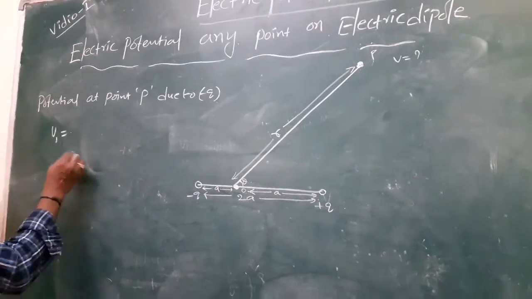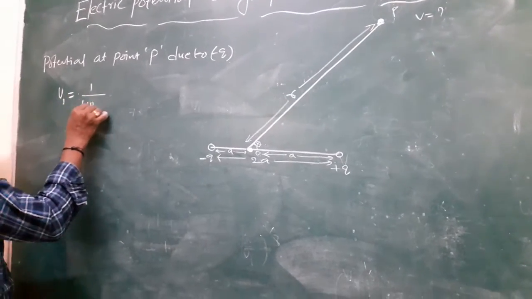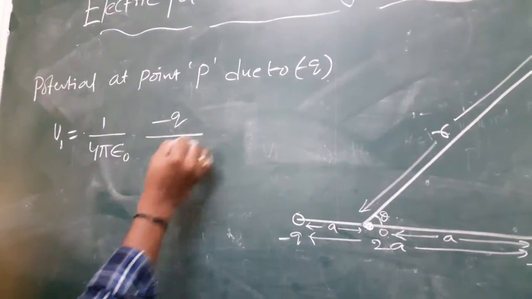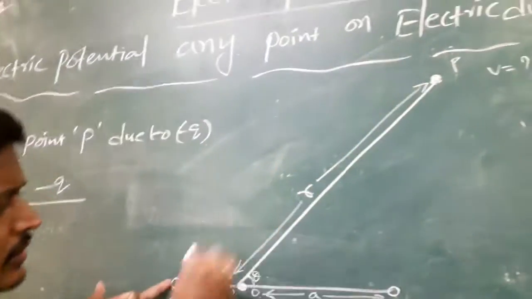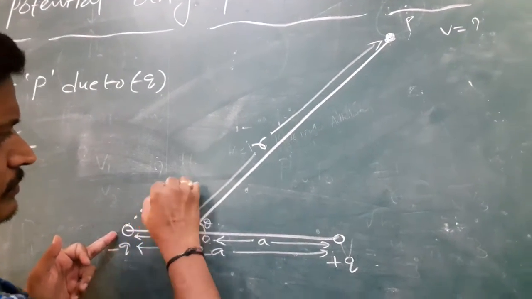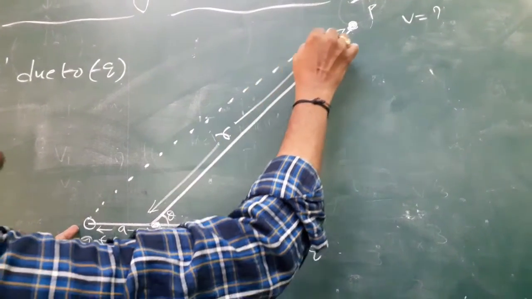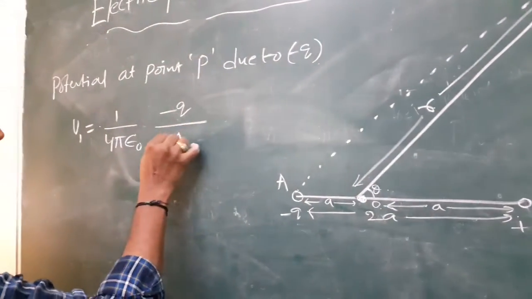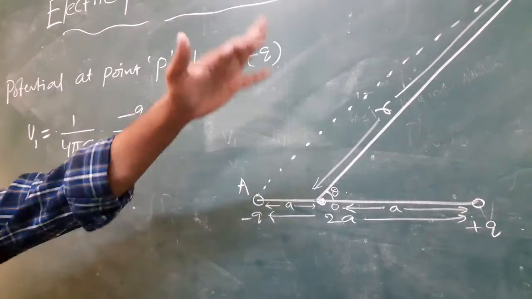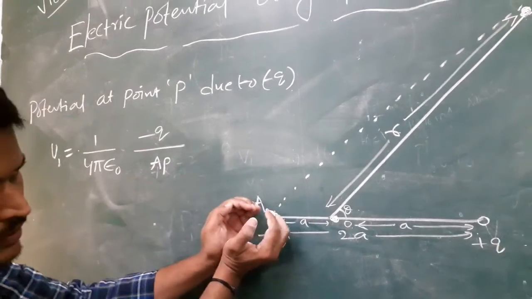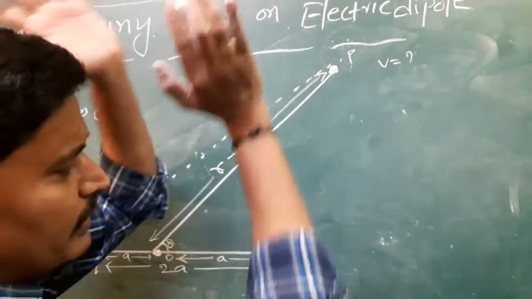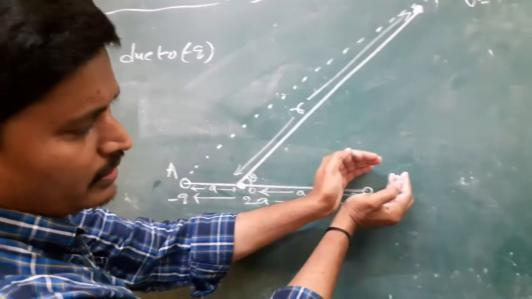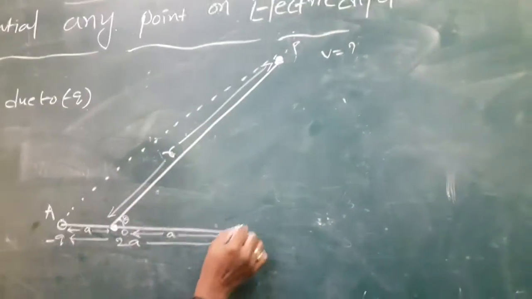So V1 is equal to 1 by 4 pi epsilon naught times minus Q divided by the distance, that is AP. This is the potential at that point, meaning the work done to bring this charge from here to this point. That is called potential. Next, in a similar way, the work done to bring the other charge from here to this point.